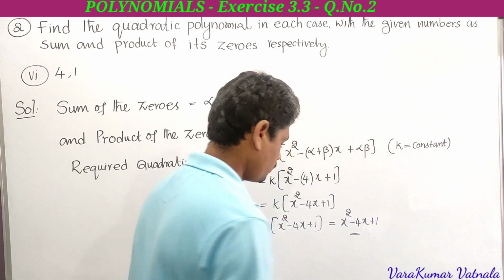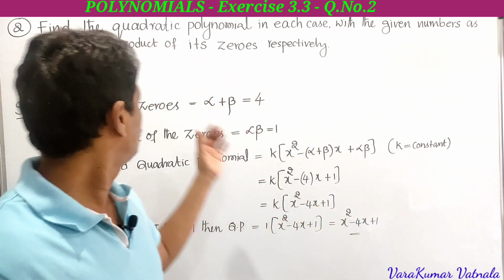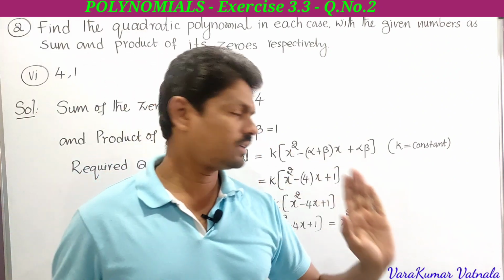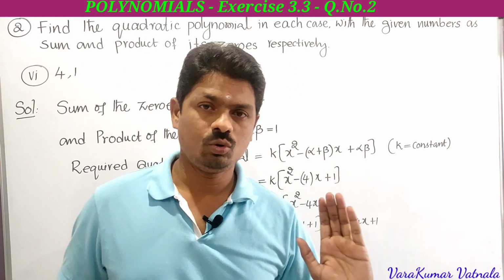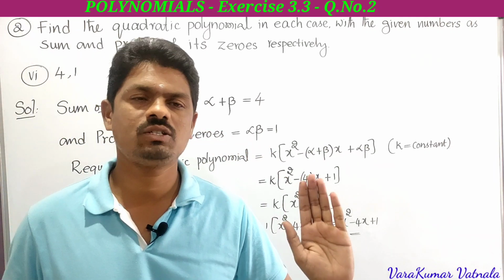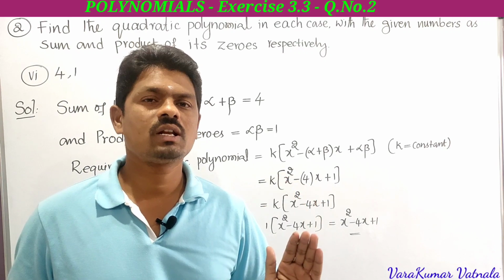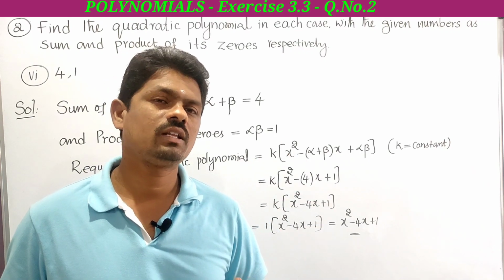So this is the required quadratic polynomial with the sum of the zeros 4 and the product of the zeros 1. So this is the 6th bit in the second problem. Totally there are 6 bits. All the 6 bits we have completed. So that's all for today's class. We will meet in the next class with another problem.